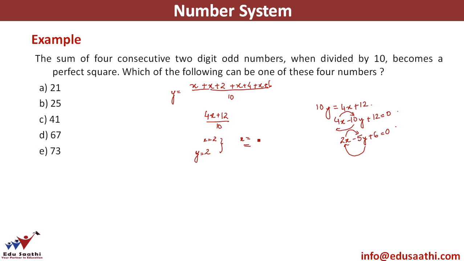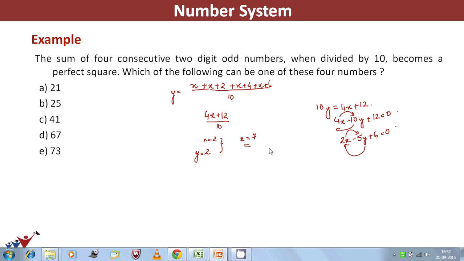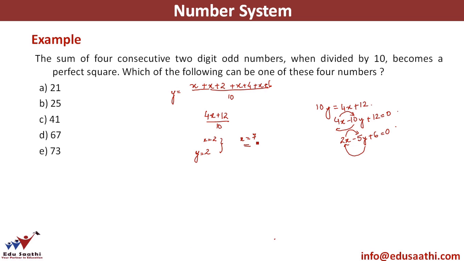So if I increase the value of x by 5, I make it 7. 7 into 4 is 28, plus 12, which is 40, over 10, which gives me an answer of y equal to 4. So that is one of the perfect squares that I have. The numbers would be 7, 9, 11 and 13. If I add all of them up, the sum adds up to 40, divided by 4 would give me a value of 10. But out of the numbers that are given here, none of the numbers match.